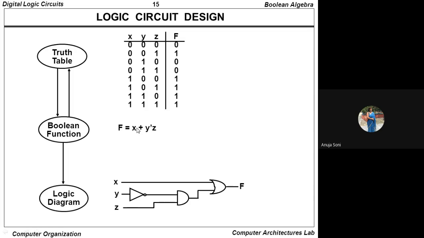Now, what is there? There is the OR gate. In between, x is coming on one side, and y dash z is coming from this small circuit, and both are being inputted as the input values in the OR gate. OR, why? Because here the plus operator is there. Plus is the logical OR operation. So here logical OR is being used, and ultimately f is being derived. So this is the way to draw a logic circuit diagram corresponding to a given Boolean expression.